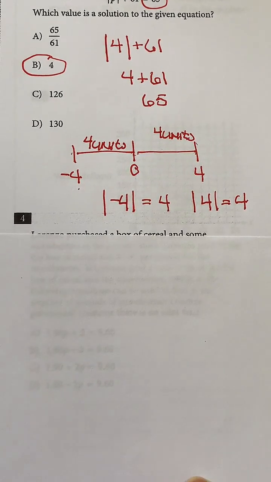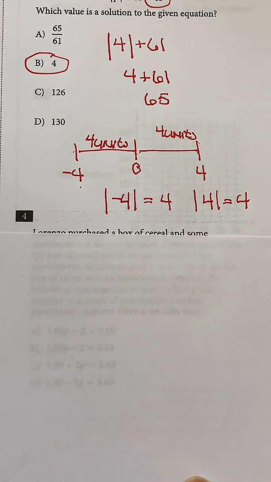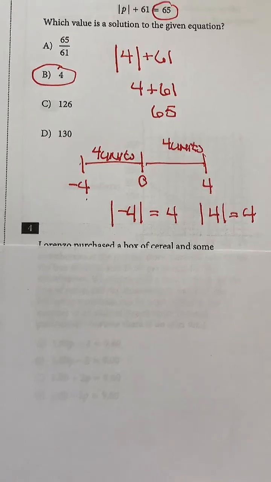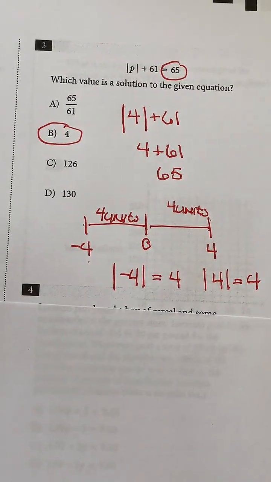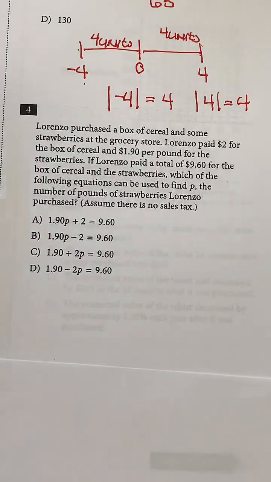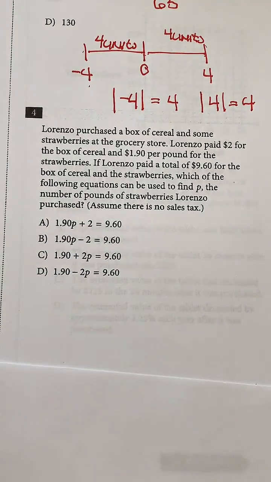So, yep, you can subtract the 61 on both sides and then take the absolute value. One's going to be positive, one's going to be negative. You could have done it that way too. Remember, there's more than one way of getting the same answer.